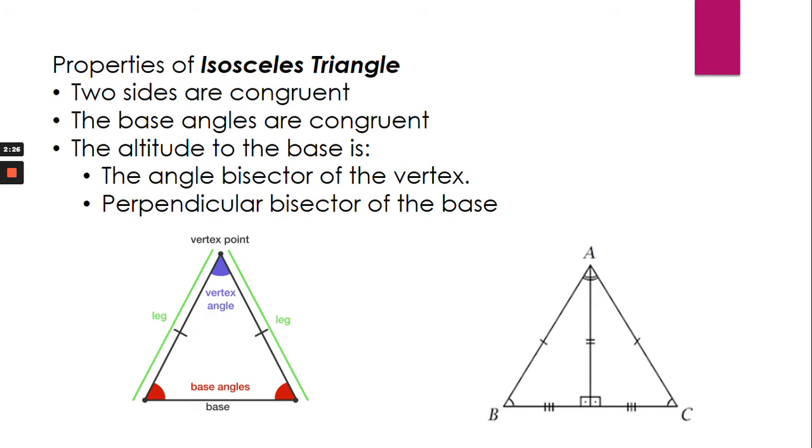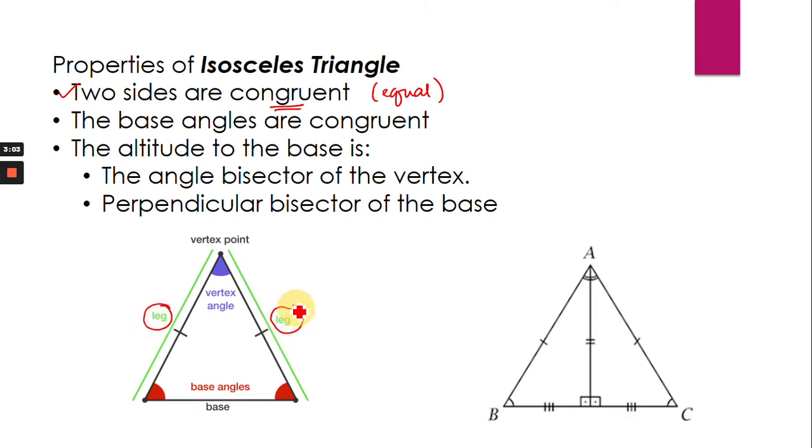Let us discuss the different properties of an isosceles triangle. The first property of an isosceles triangle is that two sides are congruent. When you say congruent, that means they are equal or they have the same measure. So if a triangle is an isosceles triangle, it should have at least two sides congruent or equal. And what do we call those sides? We call them the legs.